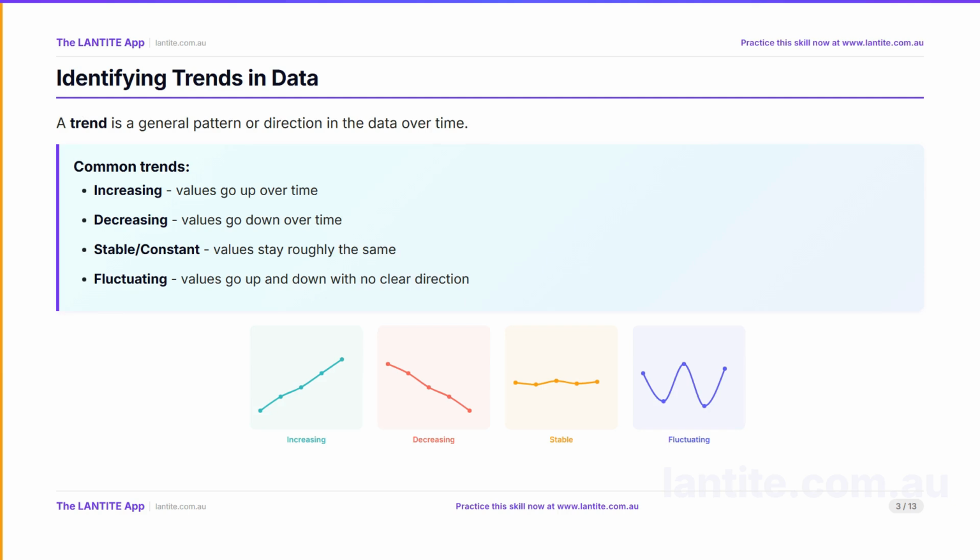A trend is the general direction data moves in over time. There are four main types. Increasing values rise over time. Decreasing values fall. Stable values stay roughly the same. And fluctuating values bounce up and down without a clear direction. On the LANTITE, you will be asked to describe what is happening in a graph. Focus on the overall pattern, not individual data points.